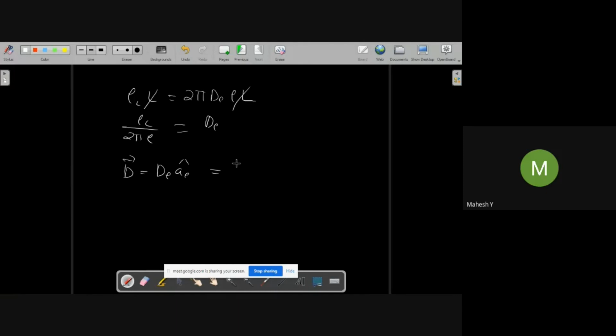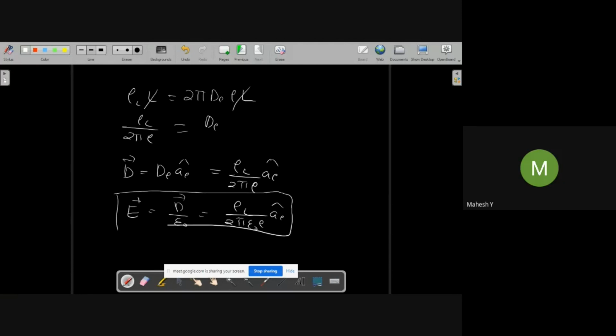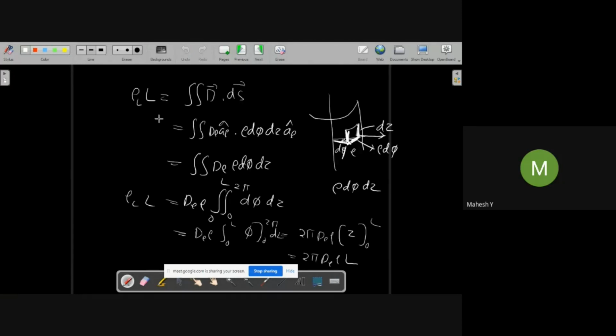So it will be rho L by 2 pi rho a rho cap, and vector E is what? D by epsilon 0. So that will become rho L by 2 pi epsilon 0 rho a rho cap. Okay, is this clear? So we derived the expression for E easily. We need only 3 steps here.